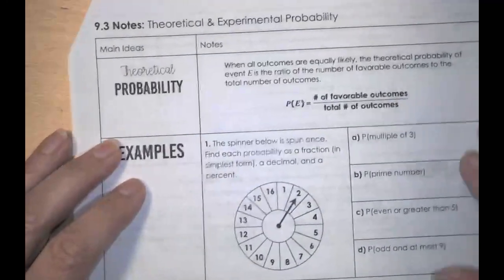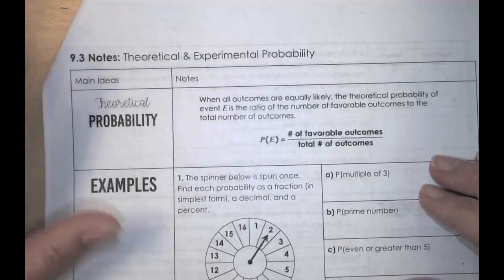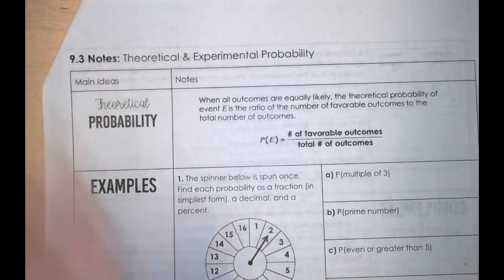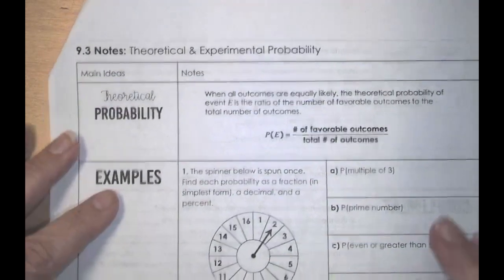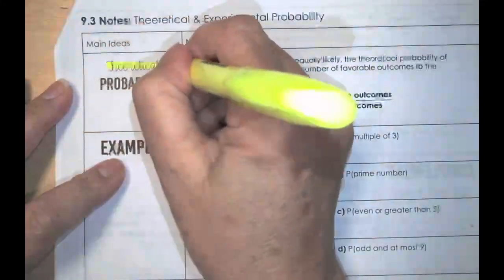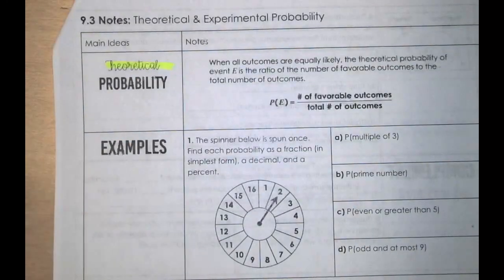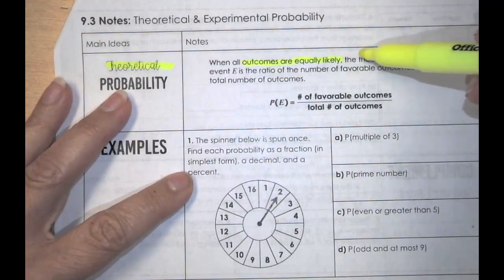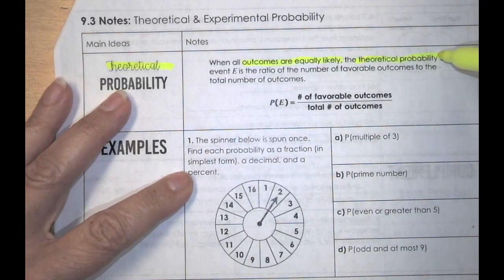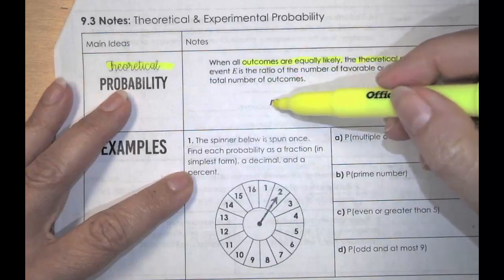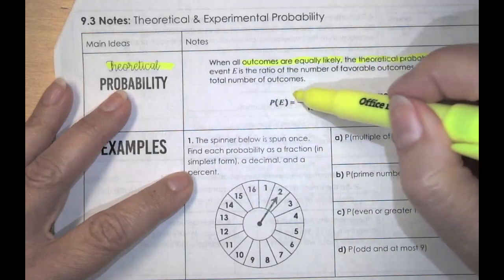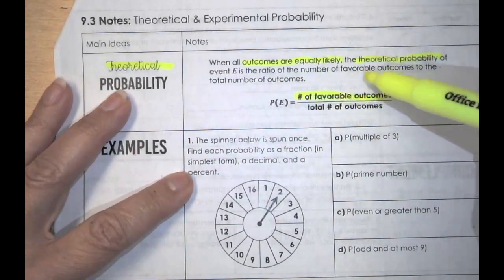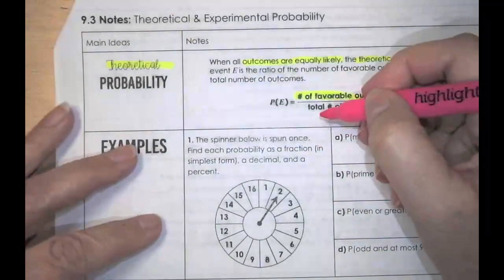Talking about theoretical and experimental probability. There are two different types of probability we're looking at today. Theoretical is what could happen in theory. If all outcomes are equally likely, the theoretical probability of event E, so this means probability of E, is the number of favorable outcomes to the total number of outcomes.